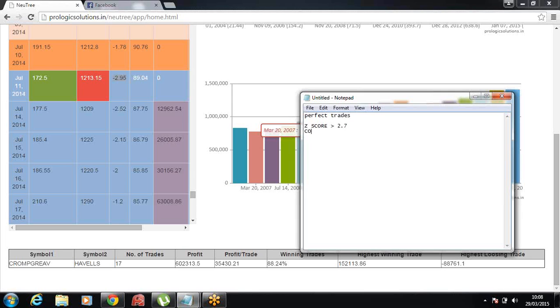The correlation should be greater than 70%. Your winning trades should be more than 70%. And next comes your RSI. RSI with the left hand symbol, left script.